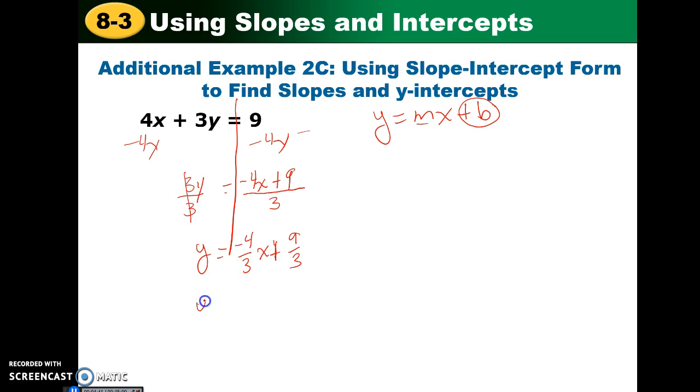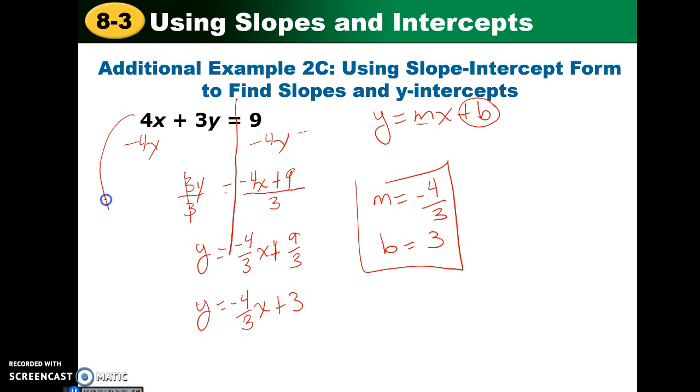So I could simplify. So y equals negative 4/3, that's my m, that's my slope, x, plus 9 divided by 3 is 3. So my m equals negative 4/3, and my b, my y-intercept, equals 3. So that's going from standard form all the way down to slope-intercept form. Kind of fun to change from one type of equation to the next.